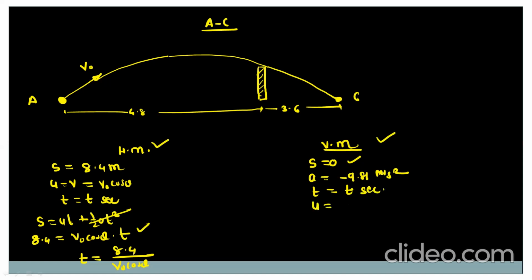Then initial velocity, so this is equal to V naught sine theta. So use the equation S is equal to ut plus half at square. So from the horizontal motion, we have the equation for time. This is equal to 8.4 divided by V naught cos theta.